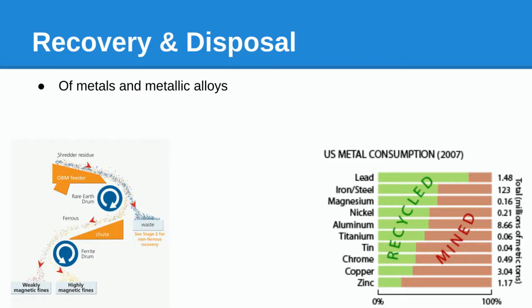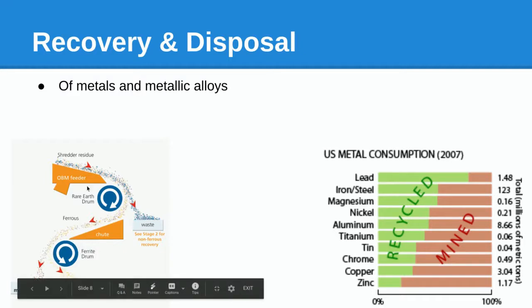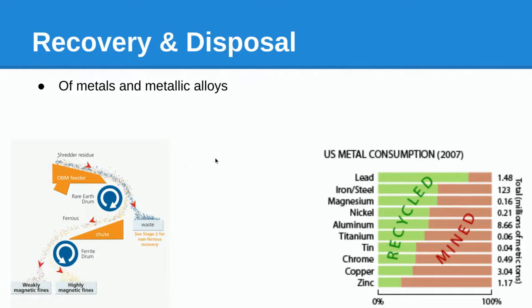Recovery and disposal of metals and metallic alloys. So what I put here were a couple things as far as recovery. One of the things we can do is we basically take whatever the trash or the waste was, we break it up into as small parts as we can, and then we use magnetic fields, whether it's for the rare earth or for the ferrous materials in there, to then separate out what we have and we can isolate based on characteristics.